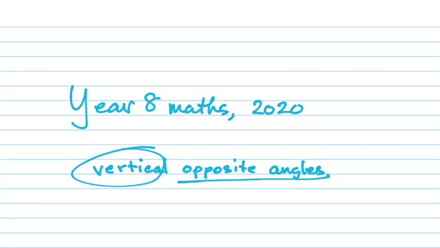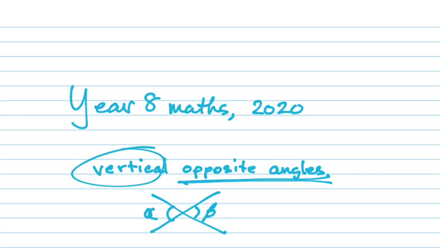All right. So vertically opposite angles, or just opposite angles. In other words, we have two lines that are crossing, right? And if I have this angle, let's call it alpha, and this angle, let's call it beta, those two angles that are opposite each other are equal.